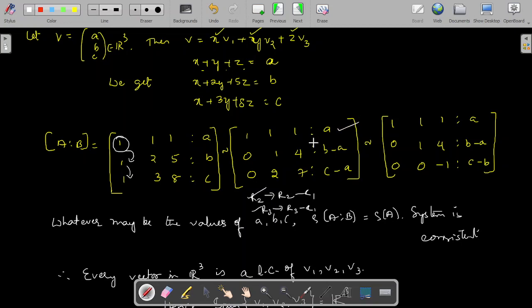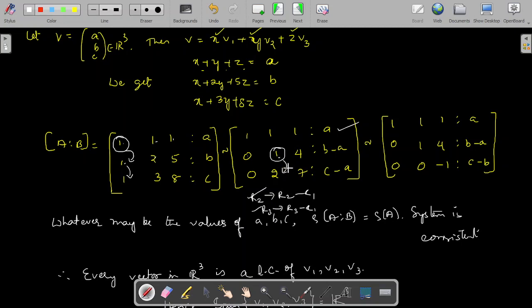No change in the first row. Second row changes as 1 minus 1, 0; 2 minus 1 is 1; 5 minus 1 is 4; b minus a. Similarly, third row: 1 minus 1, 0; 3 minus 1, 2; 8 minus 1, 7; c minus a. Now, come to the second row. This is the first non-zero entry of the second row. Elements below the pivot must be 0.